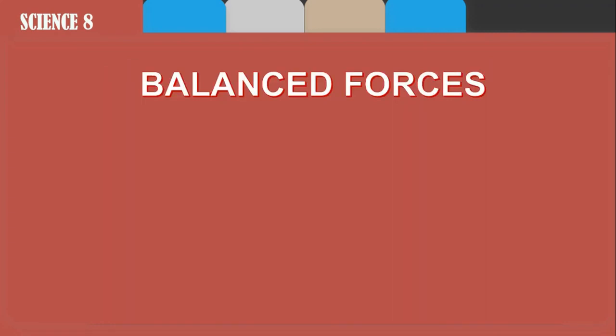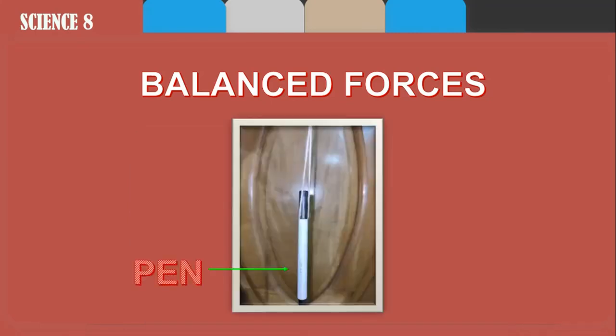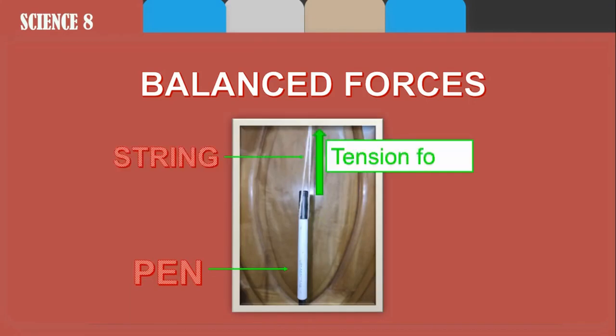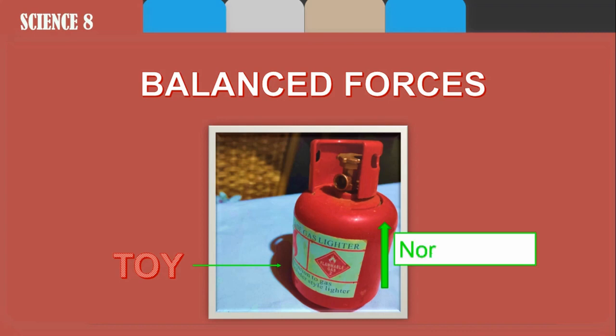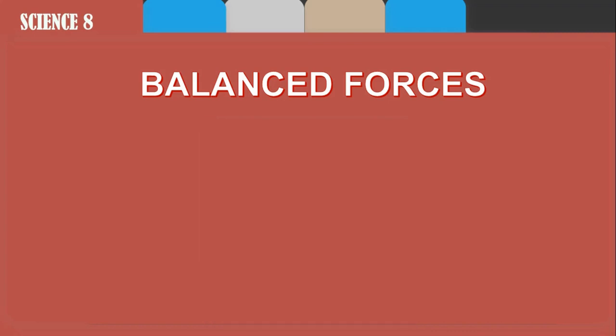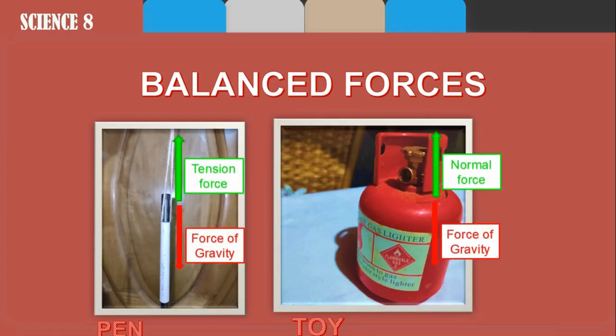Observe these two pictures. What makes the pen and the toy stay at rest? The pen stays in place because of another force that acts on it that is supplied by the string, which we refer to in physics as tension force. The toy, on the other hand, stays at rest because of the upward push exerted on it by the table, which we refer to as normal force. Both the tension force and normal force counteract the pull of gravity that acts on objects.